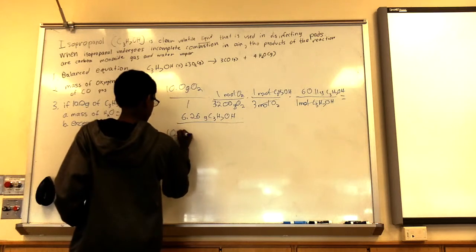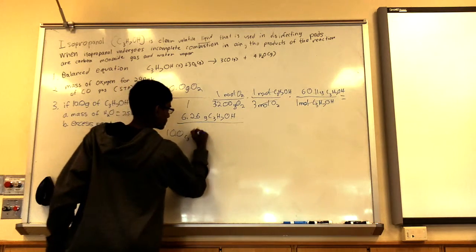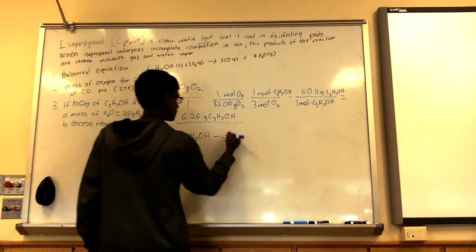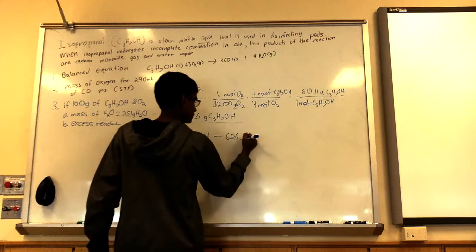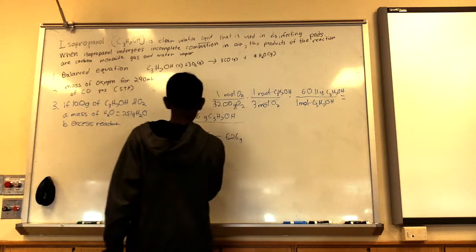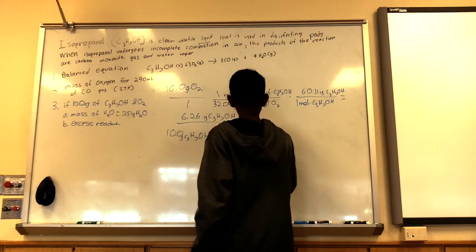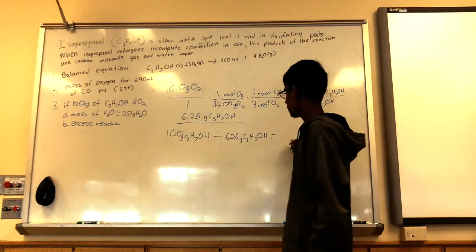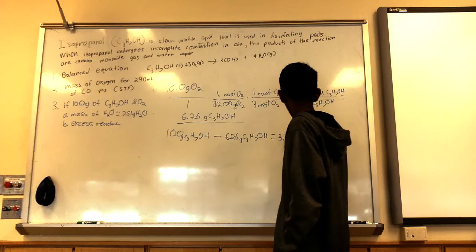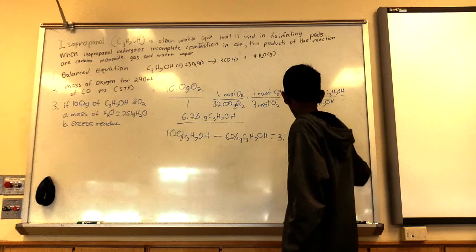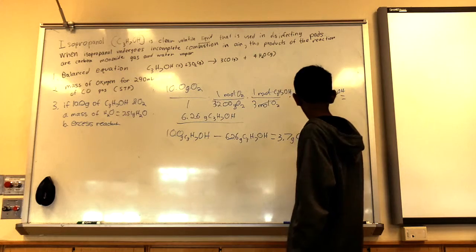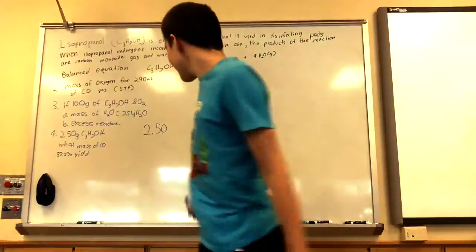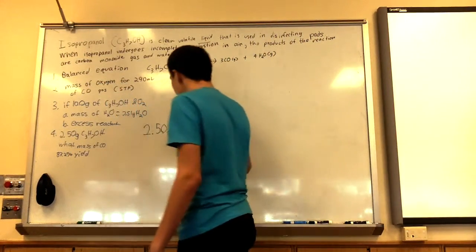And then we have 10 grams of C3H7OH. So we need to subtract this from our actual amount. 6.26 grams. And this comes out to be 3.7 grams of C3H7OH with sig figs.